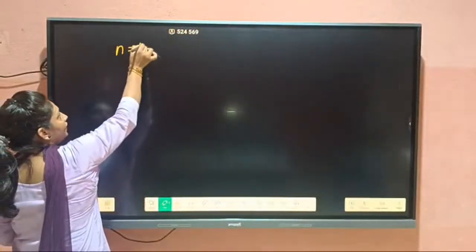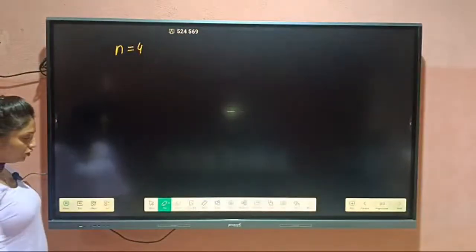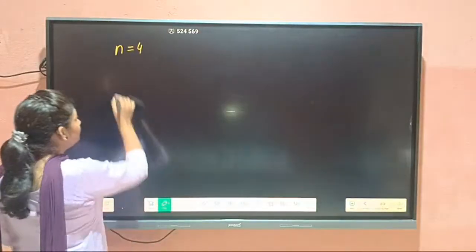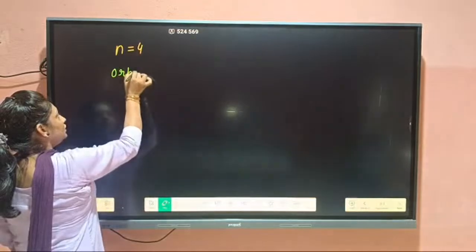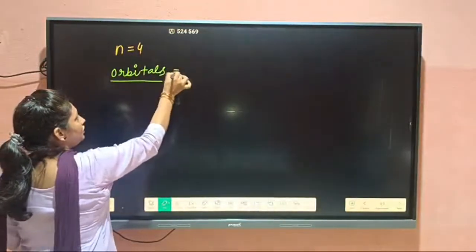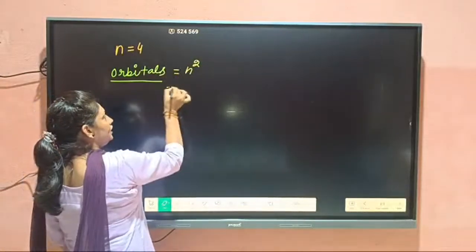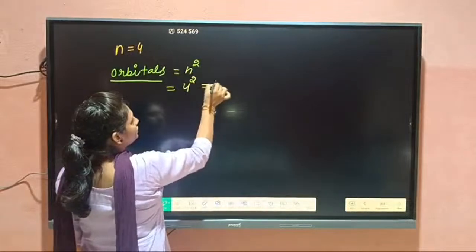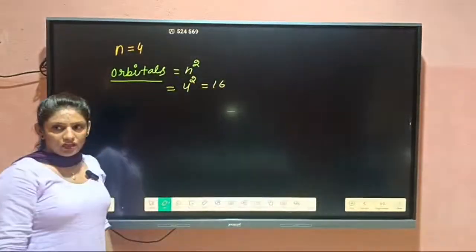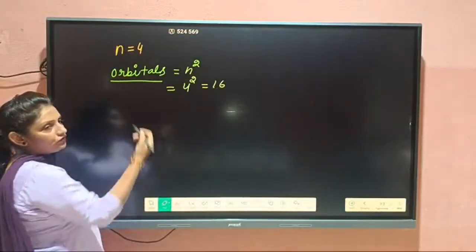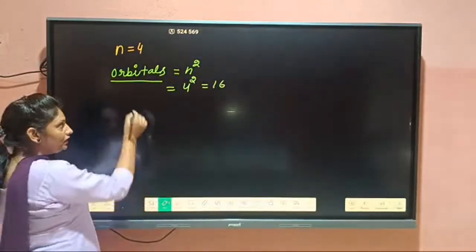If the value of n is 4, the maximum number of orbitals that may be present is 16. Which formula did you use? n square. Here the value of n is 4, so 4 square is 16. And if we want to calculate with the help of the l value, again we can calculate.